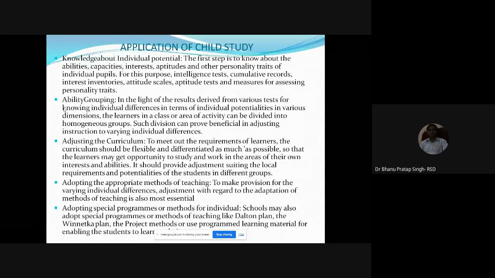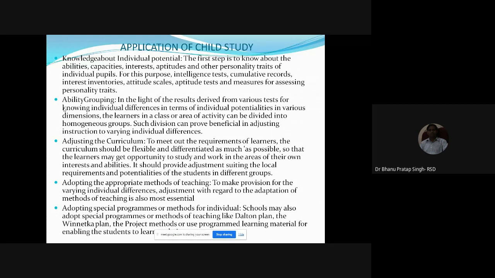So the importance of child psychology is that the curriculum may be flexible and differentiated as much as possible, so that the learner may get an opportunity to study and work in the area of their own interest and ability. So it provides adjustment with the local requirement and potential of the learner, of different individual children as well as in groups.